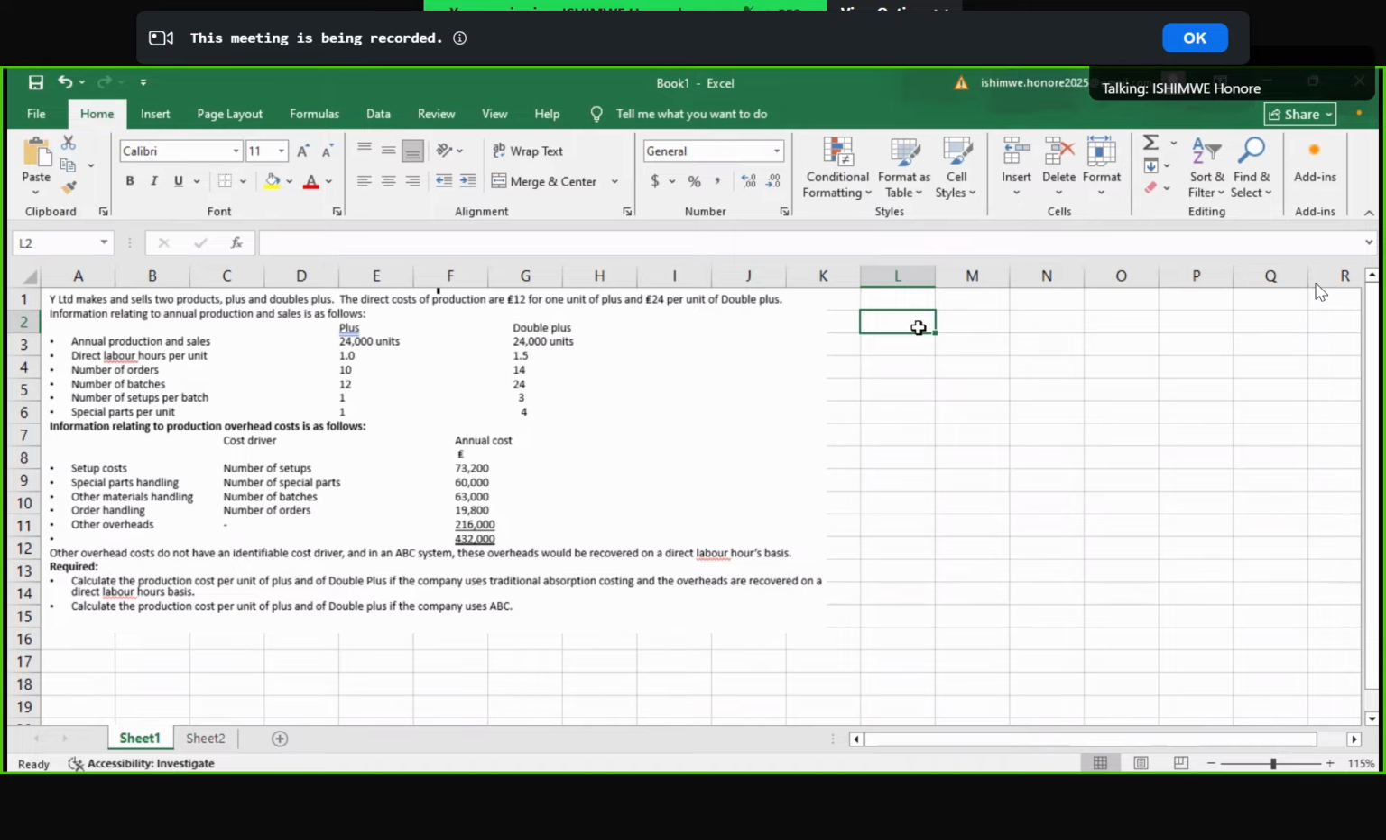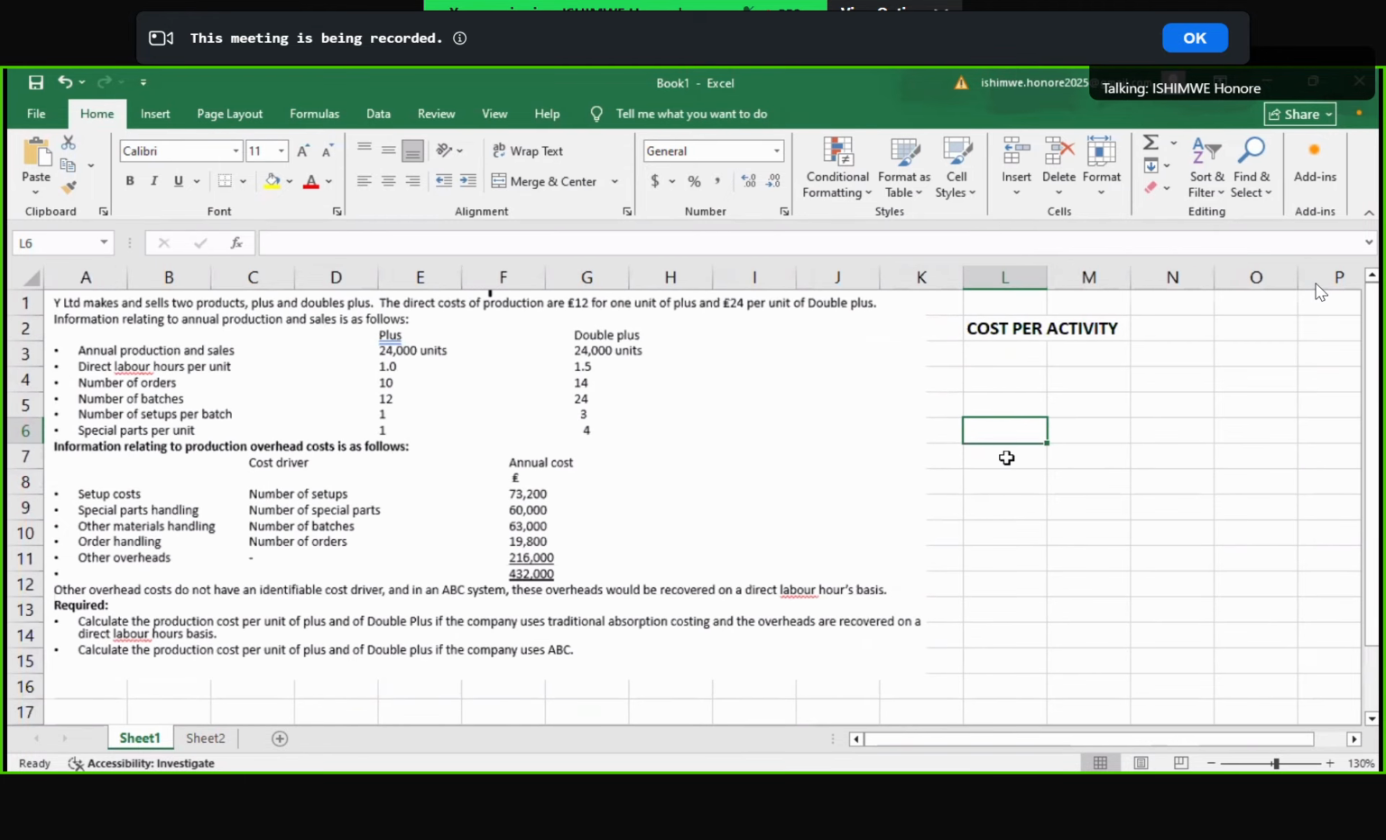Number 1, you need to determine cost per activity. It means you have already identified the activity in the question, and the activity should have a cost related to it. Then you determine a cost driver of it, then the cost per activity. The second step is allocation.